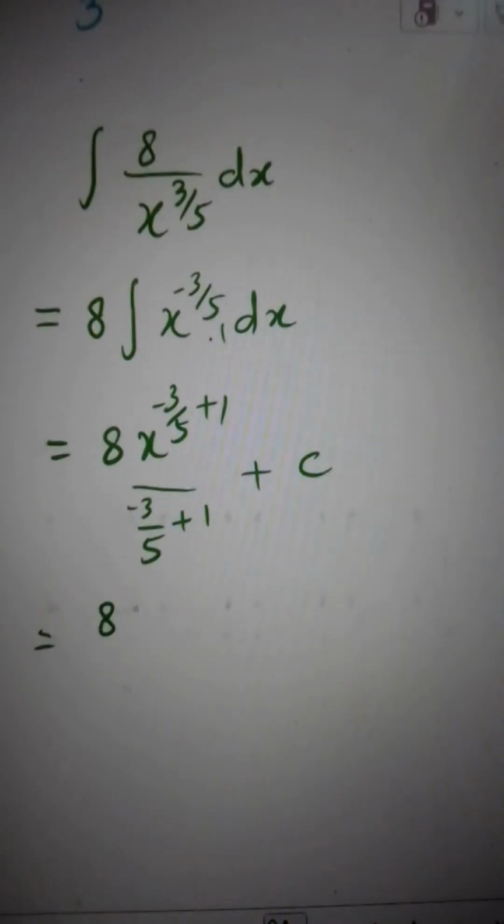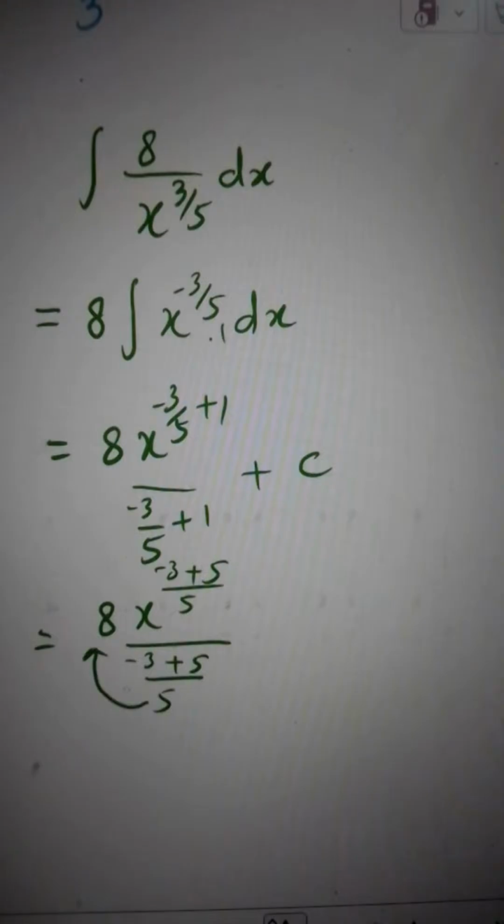Integration is done, simplification is left. 5 is the LCM, minus 3 plus 5. So it is a simple calculation of fractions here. 5 is here, minus 3 plus 5. So we can see that from the third place, 5 rises to the first. So it becomes 5 and 8 together. x power 5 minus 3, 2, 2 by 5. So here it is 2 by 5. 5 has already been written, so we don't need to write it again.